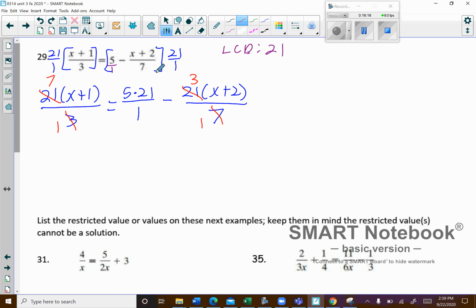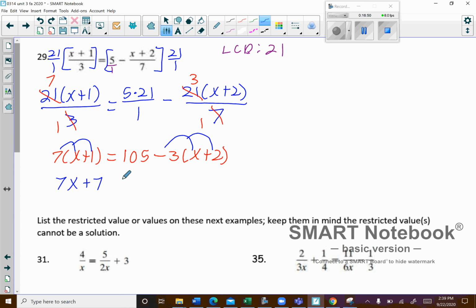Now, once again, if you feel comfortable distributing now, that's okay. I'm going to rewrite it first. Just be careful because that 3, you're going to distribute the minus with it. So if you do want to distribute now, just be aware that the minus needs to go with the 3. So let's see, I'm going to have 7 times x plus 1 equals 5 times 21, which is 105, minus 3 times x plus 2. So now we'll distribute the 7 and then distribute the minus 3 also. So let's see, I'm going to end up with 7x plus 7 equals 105 minus 3x minus 6, okay?